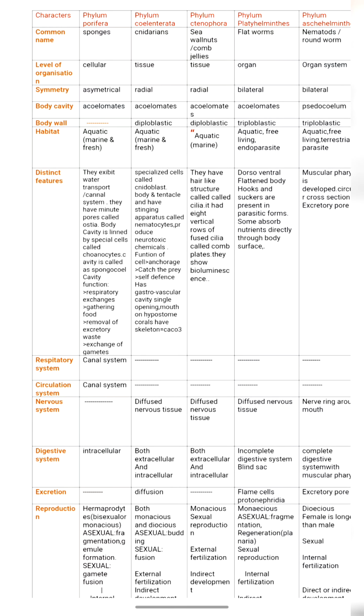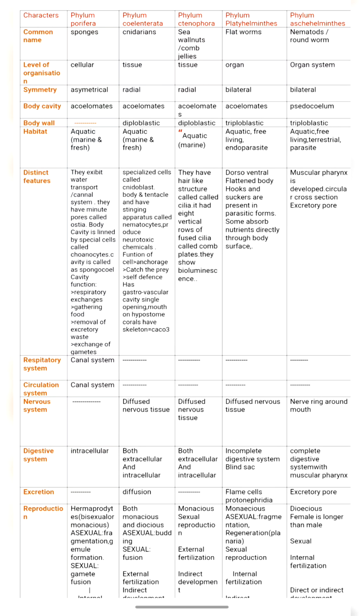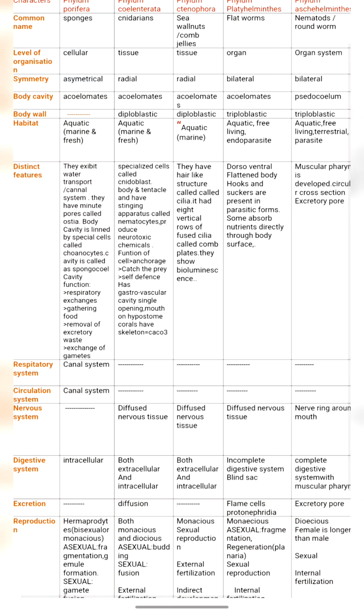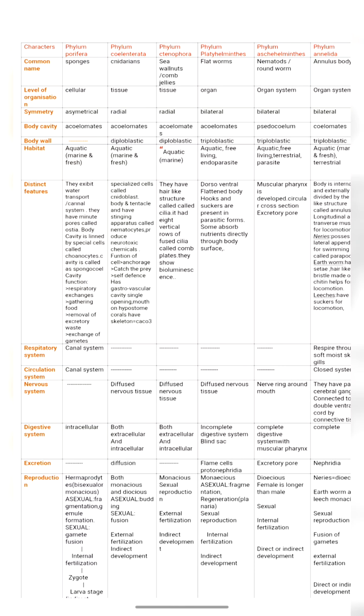Habitat is aquatic, and they may be free living or endoparasites. Obviously, as worms, they may be endoparasites which live inside other organisms and derive all their nutrition. Next, distinct features: dorsoventrally flattened body, hooks and suckers present. They are parasitic forms and absorb nutrition directly through the surface of the body.